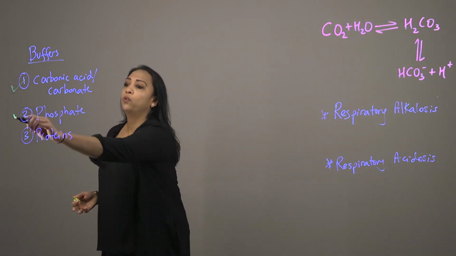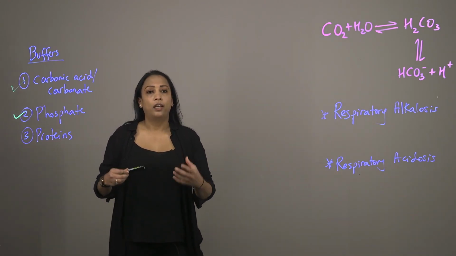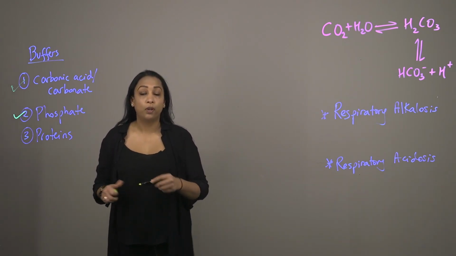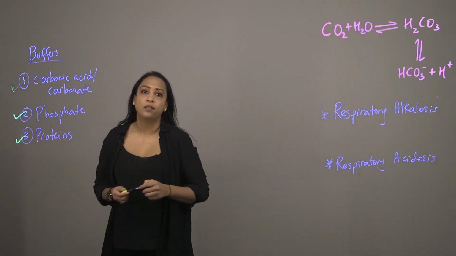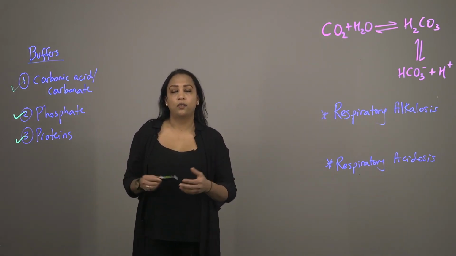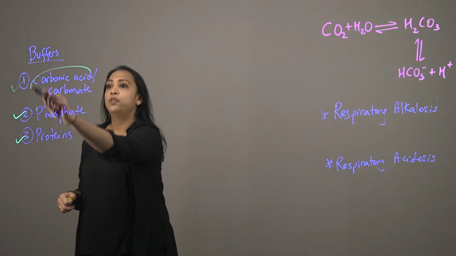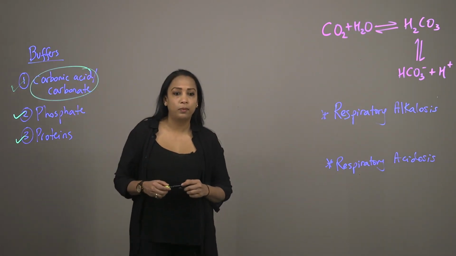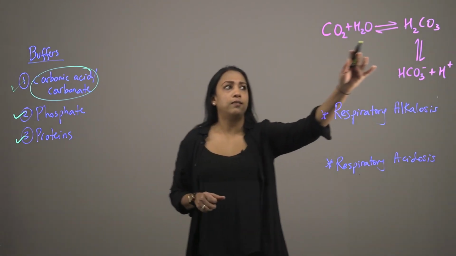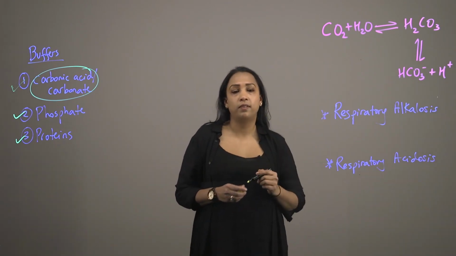We also have what we call phosphate buffers, which are responsible for maintaining inter- and intracellular pH, and we also use proteins as well, which comprise specific weak acids and bases in order to act as our buffering agents. But today we want to focus on this first one, which is our carbonic acid/carbonate buffering system. So this here is the equilibria that is set up amongst the components of this buffer.